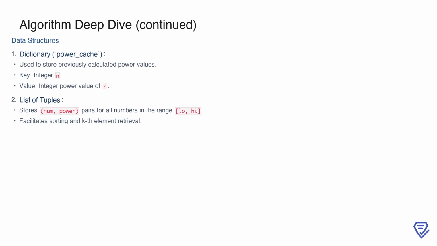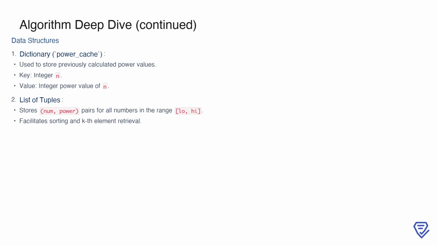The algorithm relies on a couple of key data structures to achieve its goals. The first is the dictionary power_cache, which stores the power values of numbers as we compute them. The keys are the integers, and the values are their corresponding power values. This structure is central to the efficiency of the algorithm because it prevents repeated calculations for the same numbers.